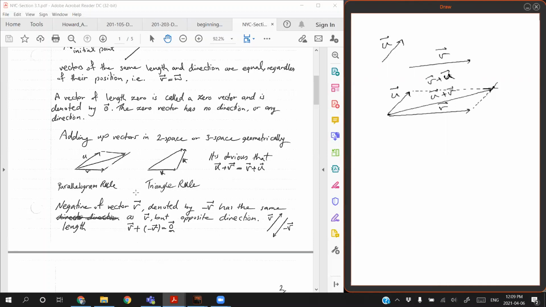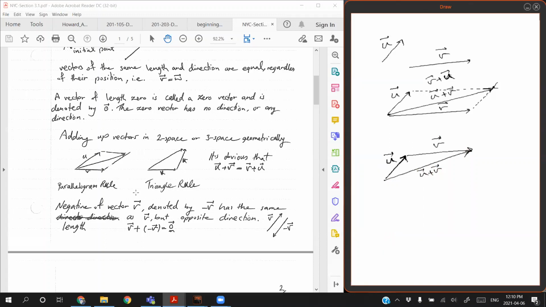And there's also the triangle one. With triangle, that's what you do. You can start with u, and then you can bring v, you can translate it so that the initial point of v coincides with the terminal point of u. It's going to be like that. And then the vector that goes from the initial of u to the terminal of v would be u plus v. It's going to be the same vector, of course.